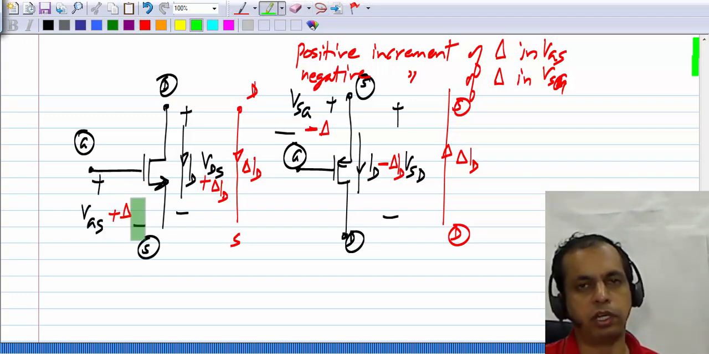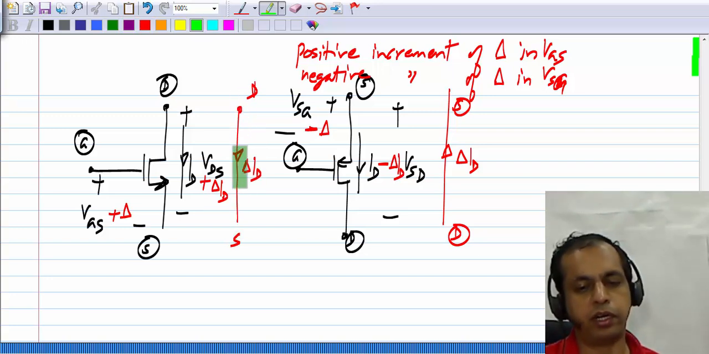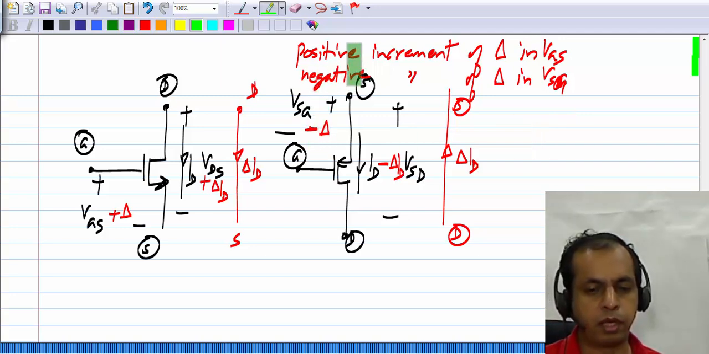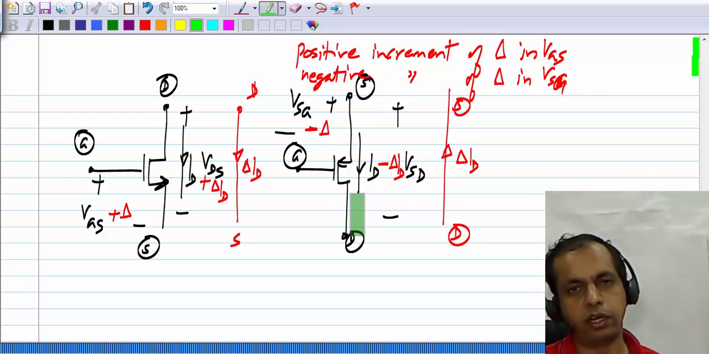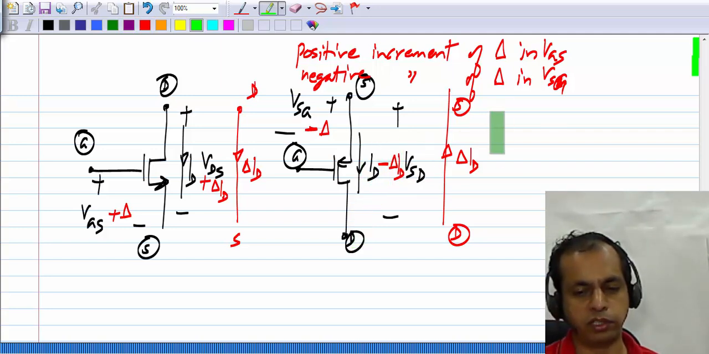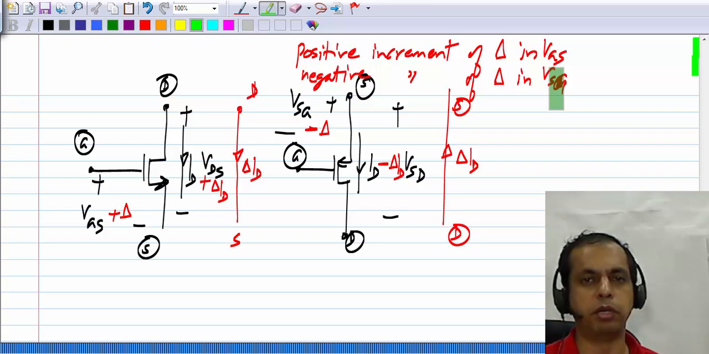So a positive increment delta in VGS will cause an increment delta ID from drain to source where delta ID is positive. Similarly, a positive increment of delta in VGS, which is the same as negative increment of delta in VSG, will cause the drain current to reduce, but this drain current is flowing from source to drain. So you can think of it as a positive increment from drain to source. So the incremental pictures are exactly the same for PMOS and NMOS.